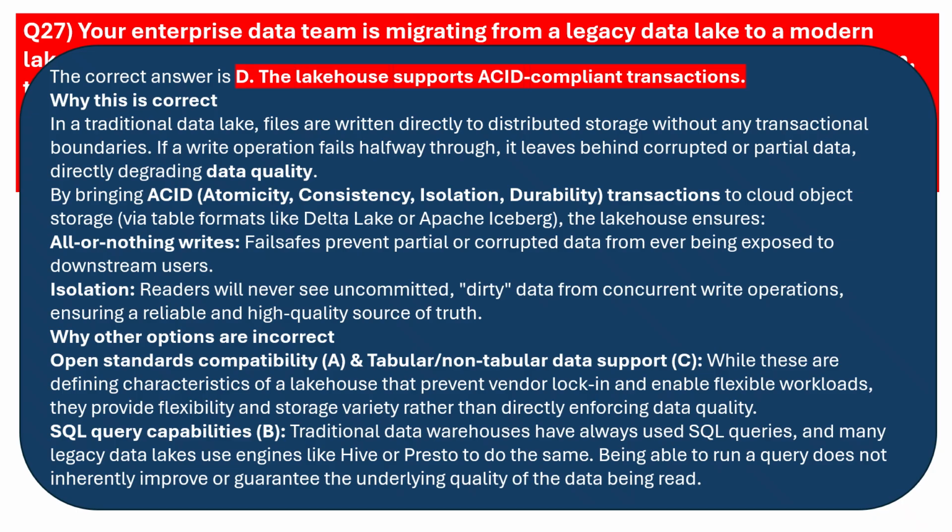Fail-safes prevent partial or corrupted data from ever being exposed to downstream users. Isolation: readers will never see uncommitted, dirty data from concurrent write operations, ensuring a reliable and high-quality source of truth. Why are the other options incorrect?